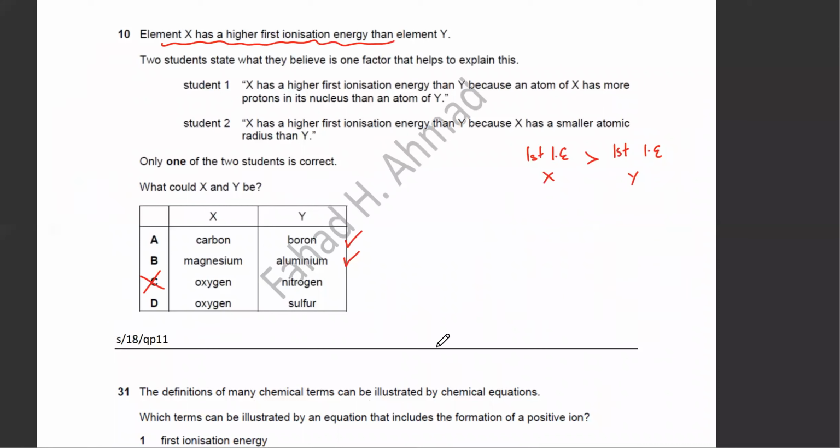So D is also correct. Oxygen has a higher ionization energy because it's a smaller atom, it has fewer shells, so it's more difficult to remove electrons. Sulfur is a bigger atom, it's got more shells, the electrons are further away, so it becomes easier to remove electrons. So the very first thing, we eliminated C. Element X has a higher first ionization energy than Y. So A, B, and D can all be correct. C can never be correct.